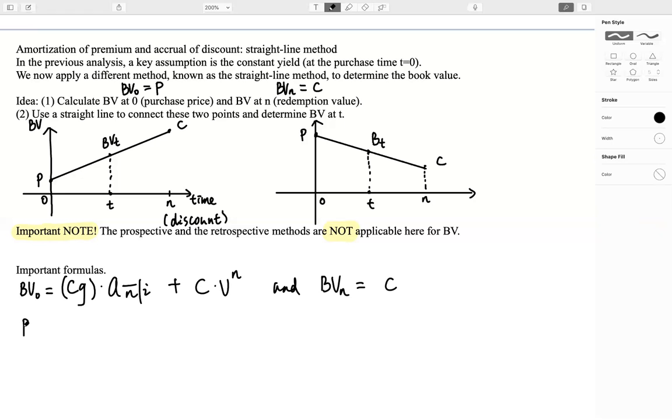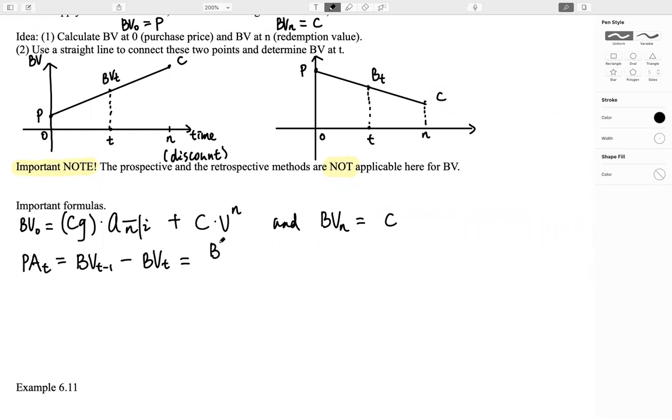By the way, what is PAT? PAT equals BVT minus 1 minus BVT, right? And since we have a straight line, the distance is always the same. The same x will give you the same y. So in that regard, this will be BV0 minus BVN divided by n, because all the PAs are the same, meaning PAT is the same for all t between, of course, 1 and n, right? That's because we apply a straight line.